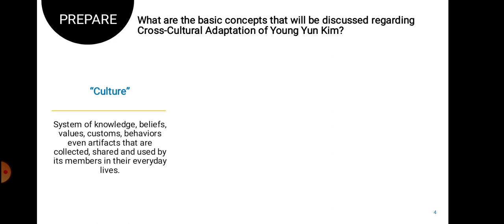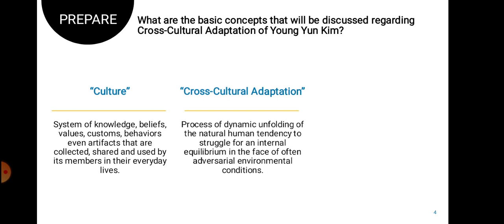The second one to be discussed is cross-cultural adaptation itself. What is cross-cultural adaptation compared to just the term culture? Cross-cultural adaptation means the process of dynamic unfolding of the natural human tendency to struggle for an internal equilibrium in the face of often adversarial environmental conditions. To put it simply, cross-cultural adaptation is about people trying to mingle, trying to adapt, from the term adaptation, to a culture, to what he has experienced or what he is seeing, feeling, and sensing around him or her.